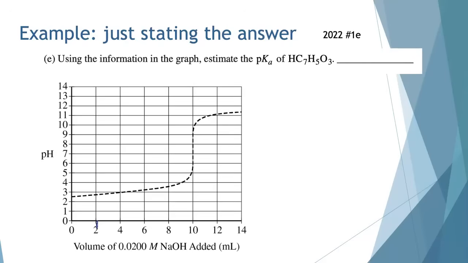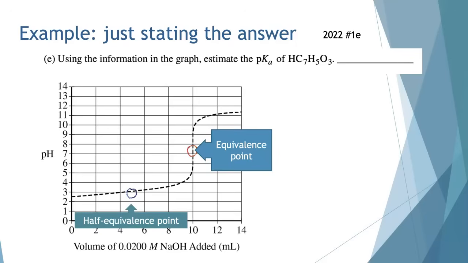As an example of a question where you just need to state the answer, this is a question from the 2022 exam. Using the information in the graph, estimate the pKa of this acid from the titration curve. Looking at the curve, you might recognize that the equivalence point was reached at about 10 mL of titrant, which means the half equivalence point is at 5 mL, and what we really need is the pH at the half equivalence point. And the pH at the half equivalence point is 3, so the pKa is about 3.